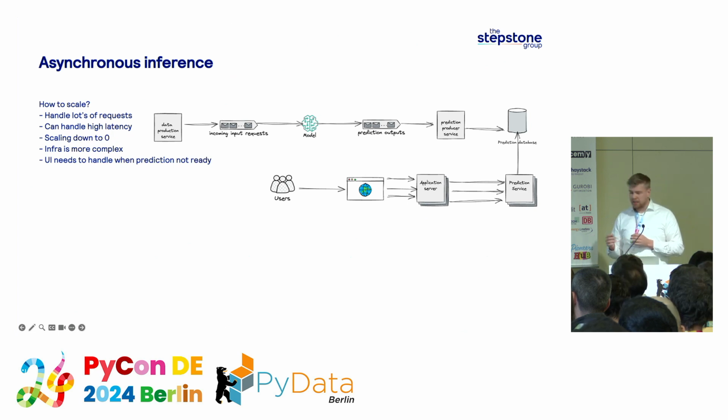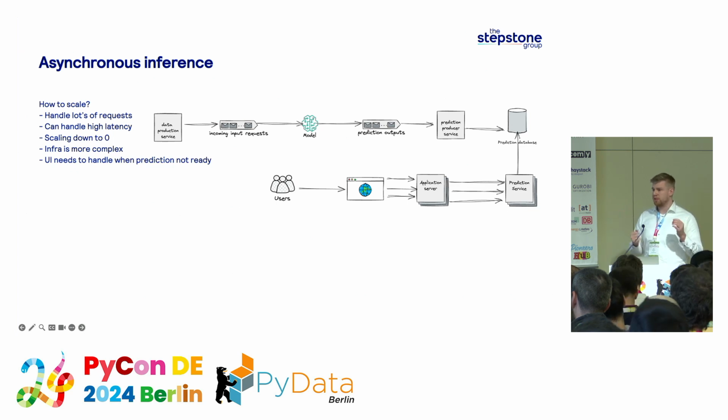The disadvantage here is that it's a little bit more complex than simple real-time inference endpoints, because you have those queues and also the consumers and the producers for the events.